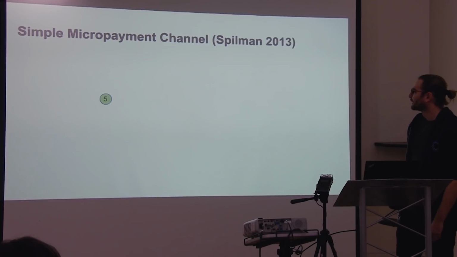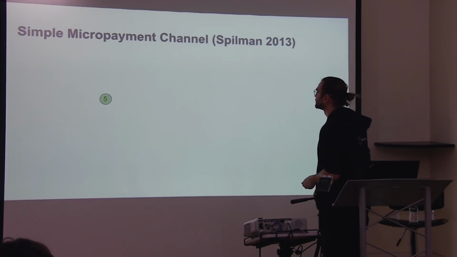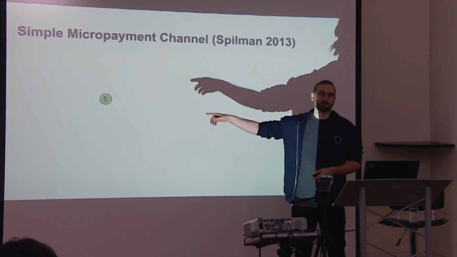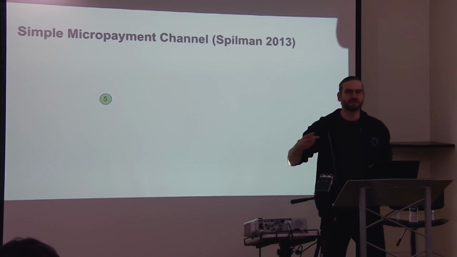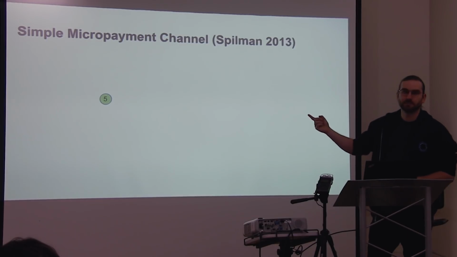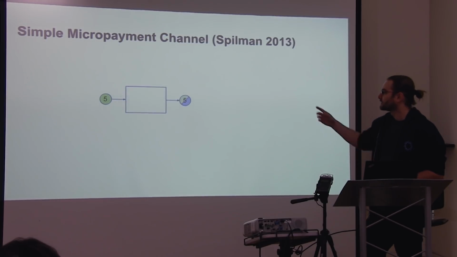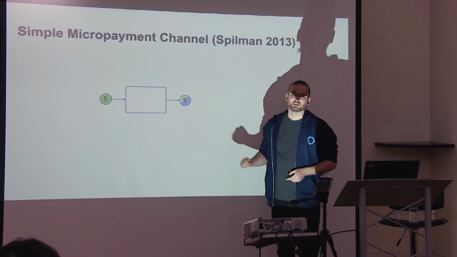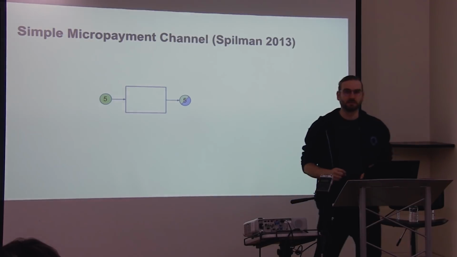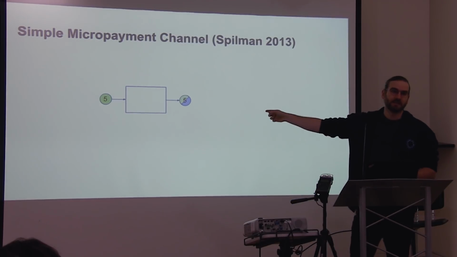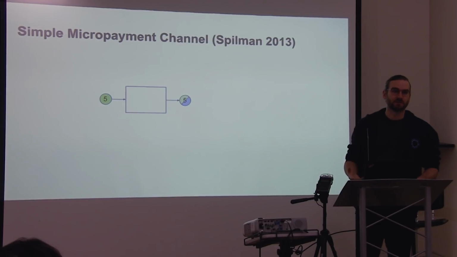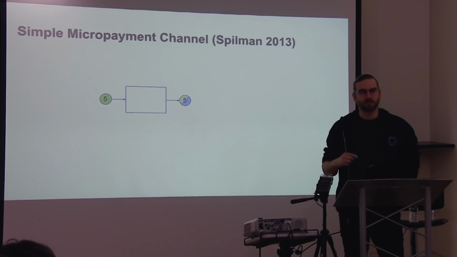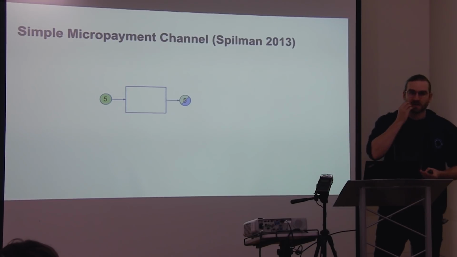Okay, so the simple micropayment channel is simple. It basically starts off with a green user and a blue user. The green user puts up 5 Bitcoins and transfers them into a shared output owned by both the green user and the blue user. And the color of the dot actually represents who has control over it. So in this case, we need signatures from both the green user and the blue user to actually spend these funds.